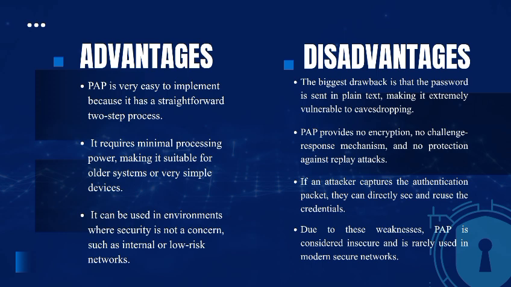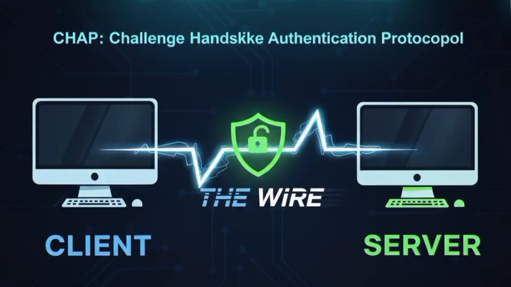Disadvantages: the biggest drawback is that the password is sent in plain text, making it extremely vulnerable to eavesdropping. PAP provides no encryption, no challenge-response mechanism, and no protection against replay attacks. If an attacker captures the authentication packet, they can directly see and reuse the credentials. Due to this weakness, PAP is considered insecure and is rarely used in modern secure networks. The more secure method is CHAP, Challenge Handshake Authentication Protocol.